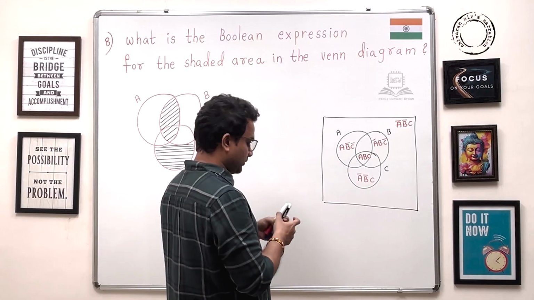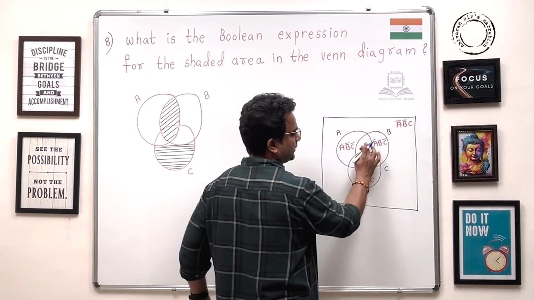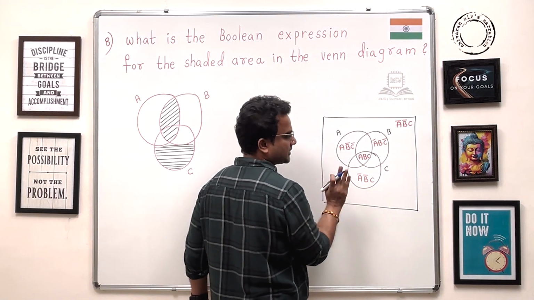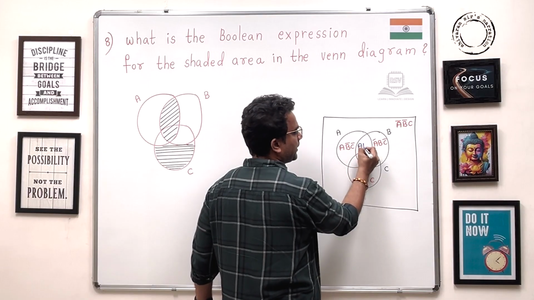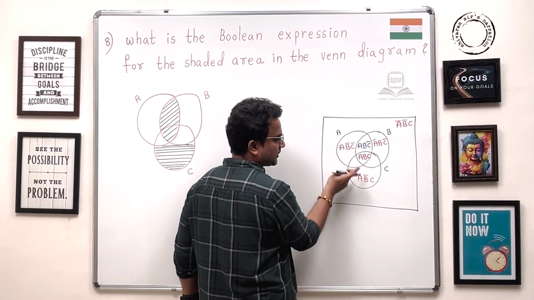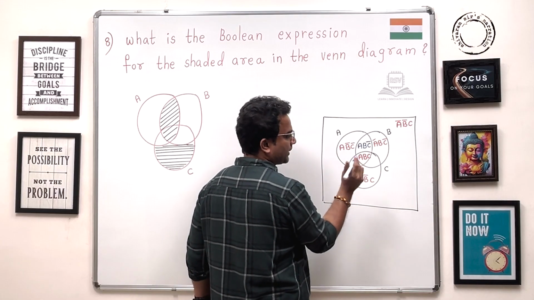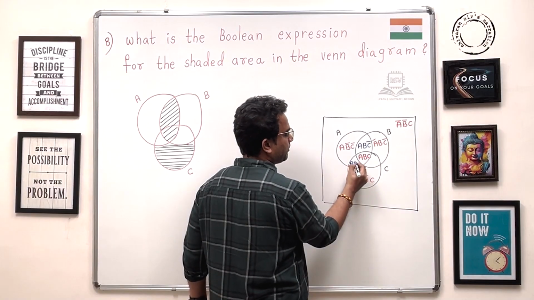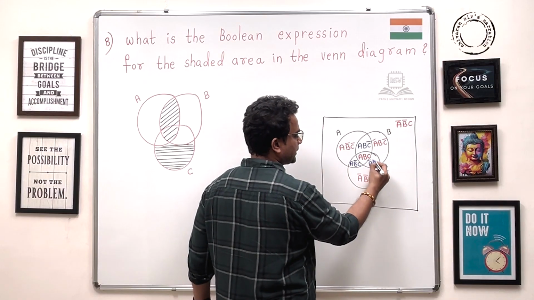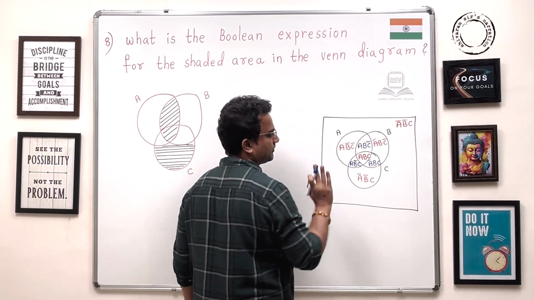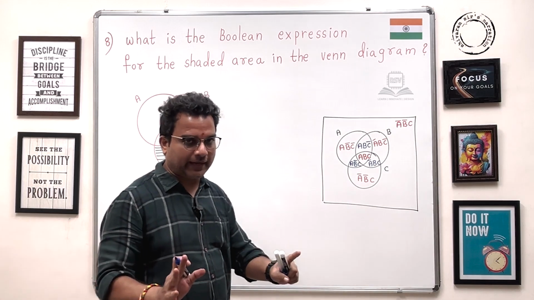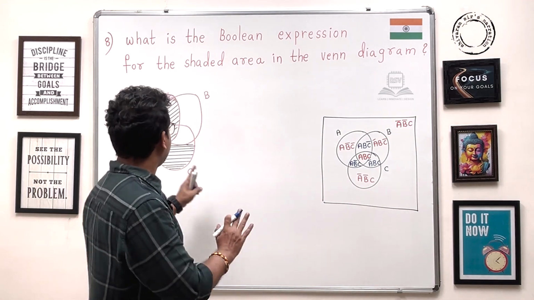Okay, now we want to see this portion. It is connected with the A, B variables, not at all C. Hence it is A, B, C bar. Similarly this, it is the intersection of A and C. B is nowhere connected. So it is A, B bar, C. And this will be BC. Hence it is A bar, B, C. These are the min terms for this three variable Venn diagram. Got it guys? Now let's see this.